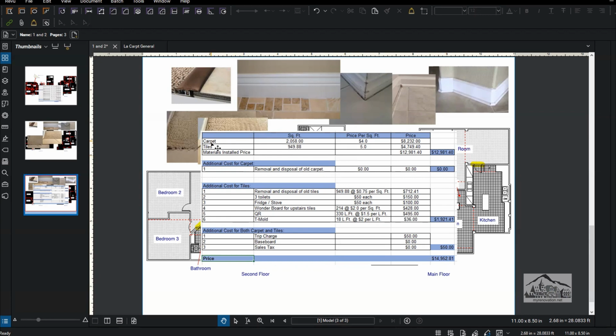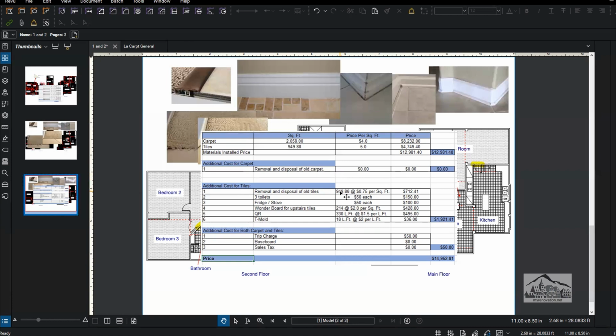So 12,981, that's for the carpet tile install. There are additional costs, as I said. When it comes to the carpet removal and disposal of old carpet, there's usually no charge on that. Additional costs for tiles, removal and disposal of old tiles.